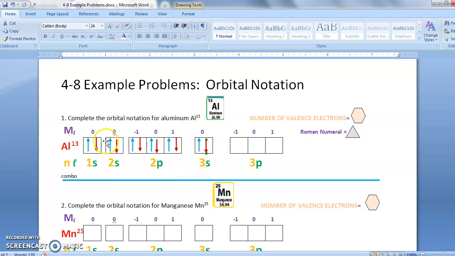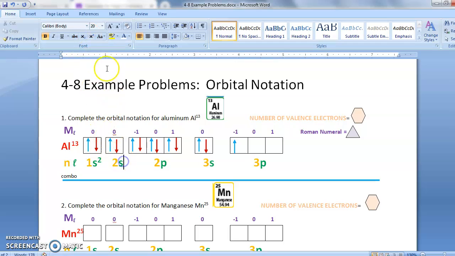Now we have 2, 4, 6, 8, 10, 12. I need 13. So my final electron, by convention, we put the first arrow up. Now I have my 13 electrons. But we're not finished. I now need to put in how many electrons are in each of the boxes. This is the accounting part of it. This is just a way that I can quickly add up my total electrons that I've placed. You will be doing this on your homework as well.